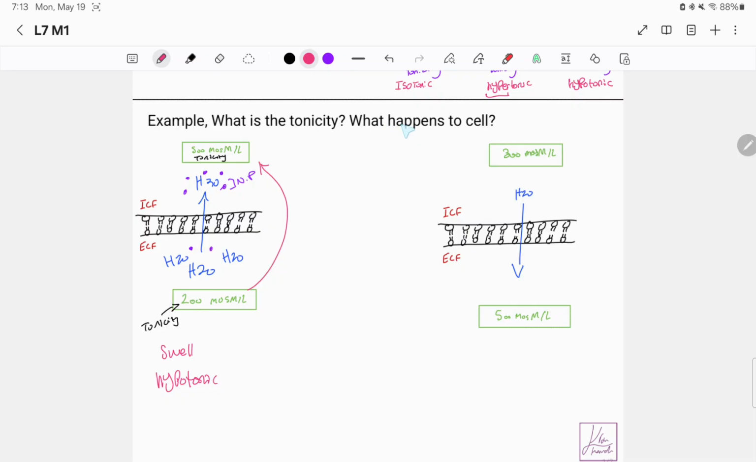Easy. Let's move on to this one, which we said water will move from low salt to high salt. Okay, pretty easy. If that is the case and water is moving outside of the cell, what happens? Well, the cell will shrink, and because the cell is shrinking and the outside is higher in osmolarity or in tonicity, we actually say that this is hypertonic.